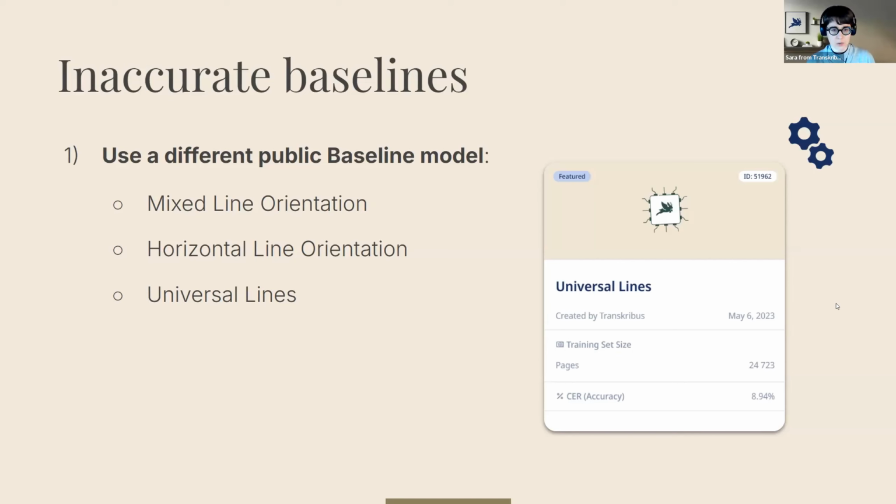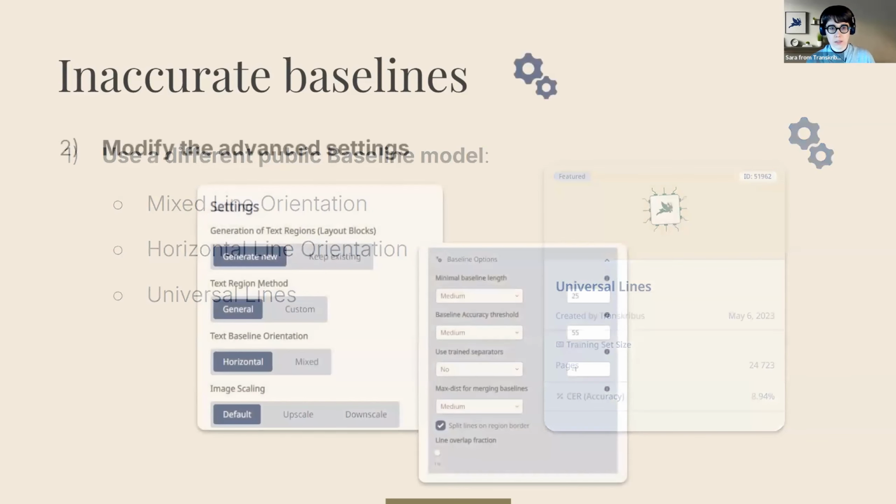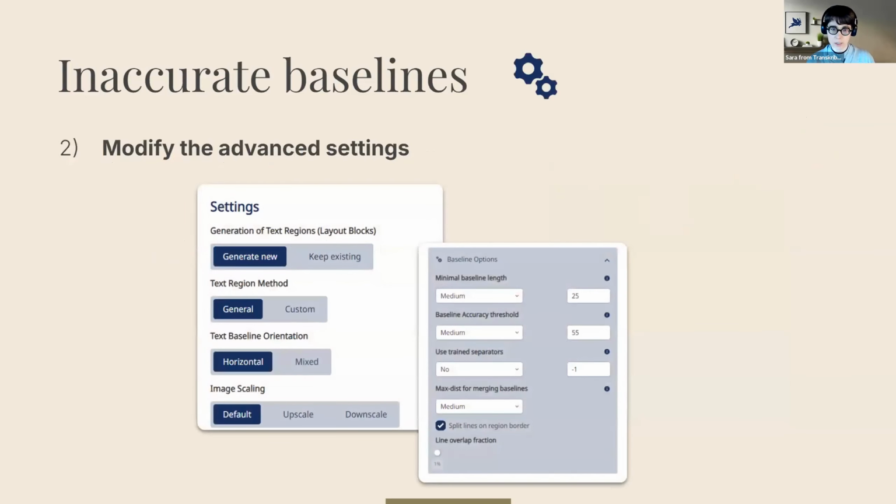And we will look at some examples later so I can show you the difference. This is the first step that you can do: try to use a different baseline model. The second solution that you can use in combination with a specific baseline model is to modify the advanced settings.